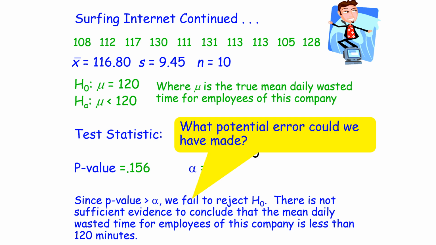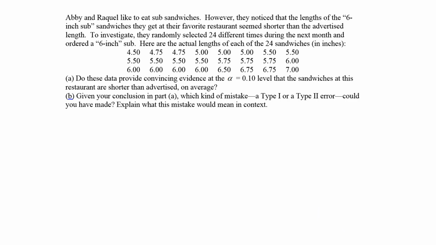What potential error could we have made here? That's right, a type 2 error. Let's do another example together.